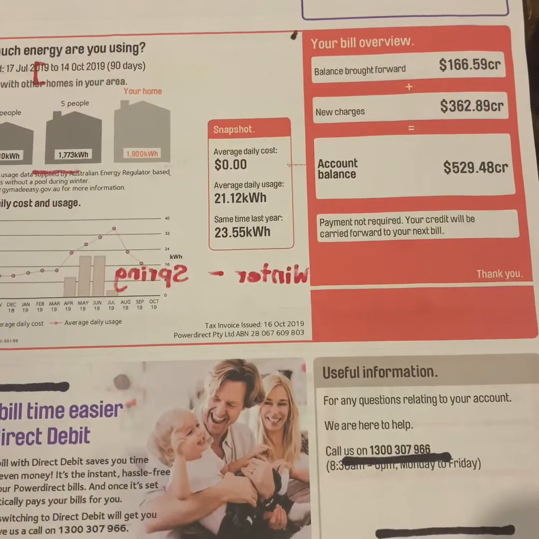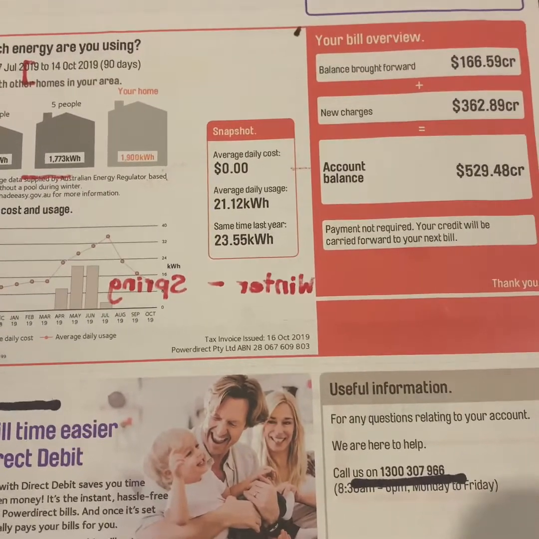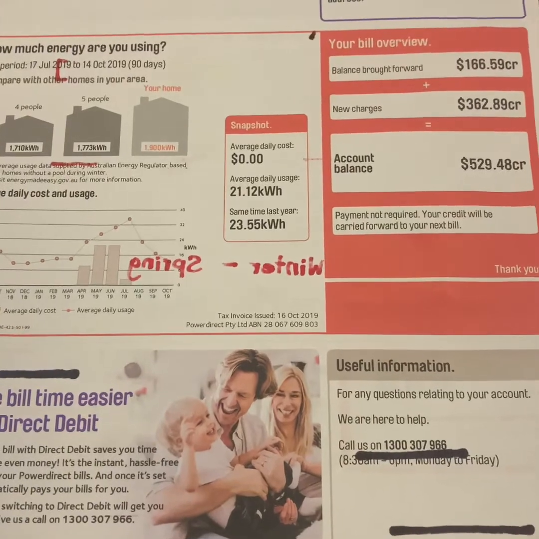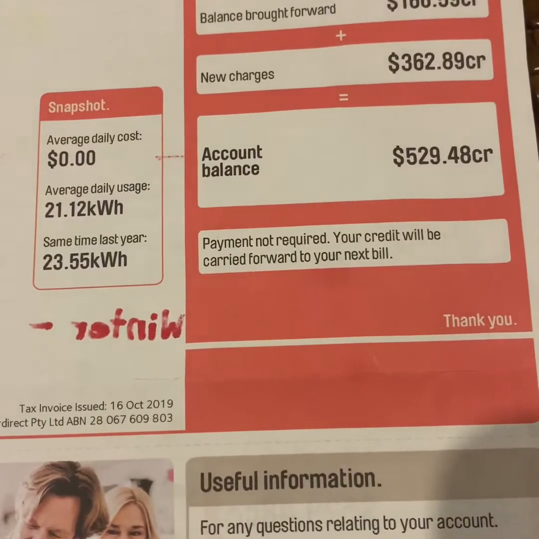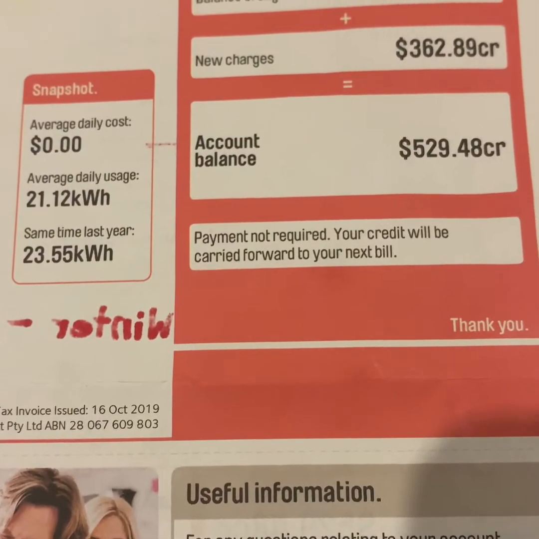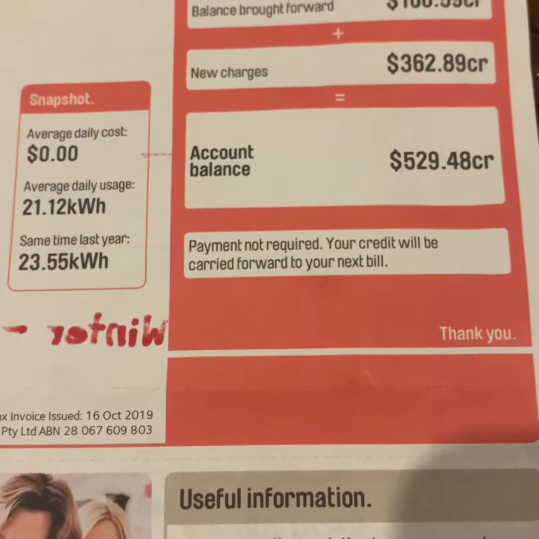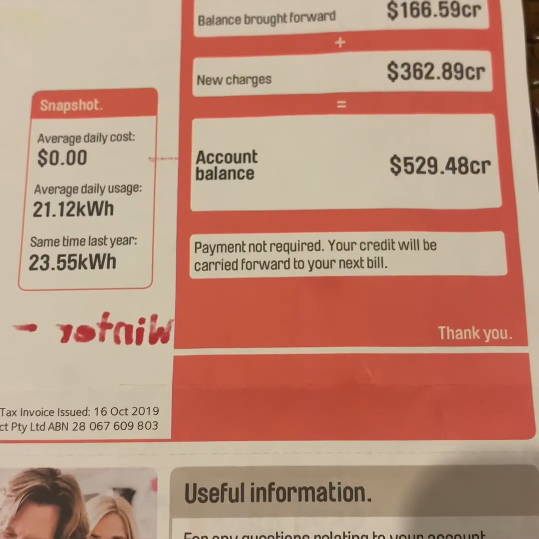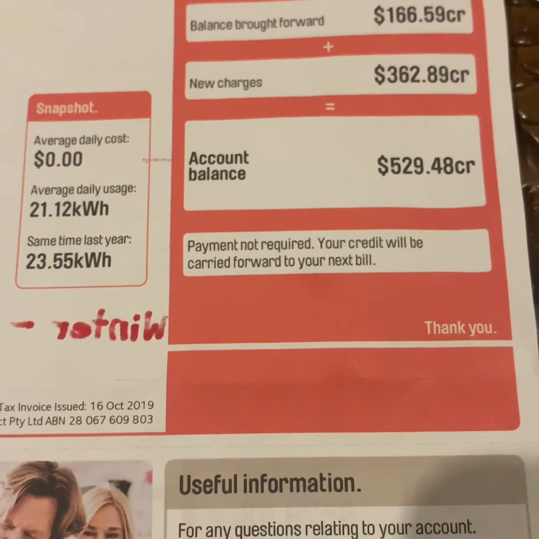Today we're going to go through a frequently asked question, and that's how to read an electricity bill. Obviously, the most important part of the bill is going to be the account balance, but we're going to get an understanding of how your retailer has calculated that balance figure. This example is a great bill to open as it's in credit.